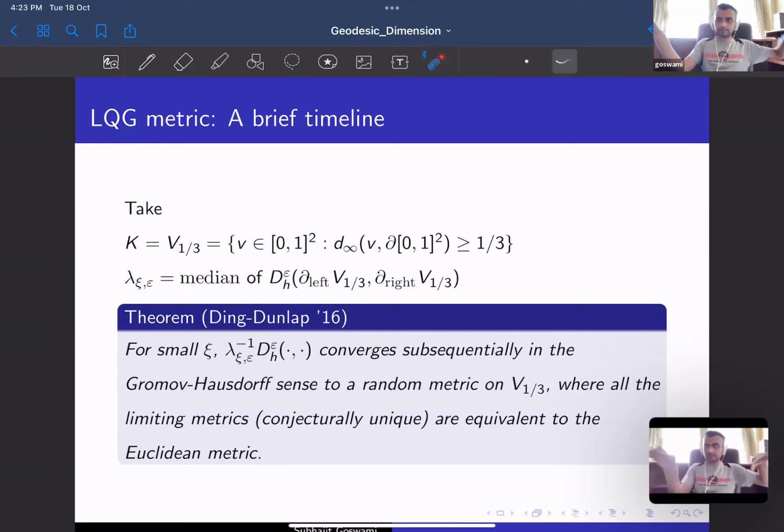So you normalize the left-right distance of a compact set, let's say a square, and then for small xi, very small values of psi, they call it high temperature because it appears like the inverse temperature parameter in models of statistical physics, the metric converges subsequentially, up to subsequences, in the Gromov-Hausdorff sense to a random metric on the domain, where all the limiting metrics, which at that point of time were only conjecturally unique, are equivalent to the Euclidean metric. So that was the first result that was obtained.